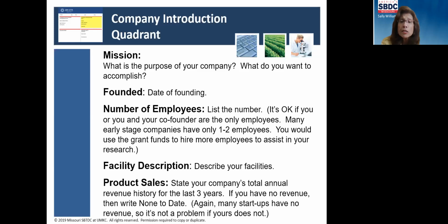Product sales, okay? You want to state your company's total annual revenue history for the last 3 years, okay? So total annual revenue, not profit, revenue, okay? That means how much you get from selling, the dollars you get from selling. If you don't have any revenue, write none to date. Again, most startups have no revenue at an early stage, so it's not a problem, okay? But if you're already in business and already have some revenue, that's great. And when we talk about revenue, we're talking about for your company, not just for this product, okay?